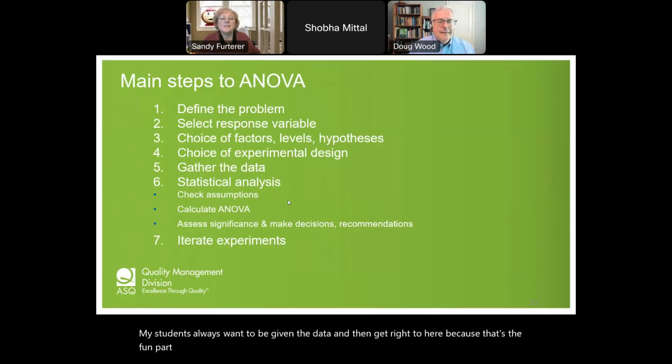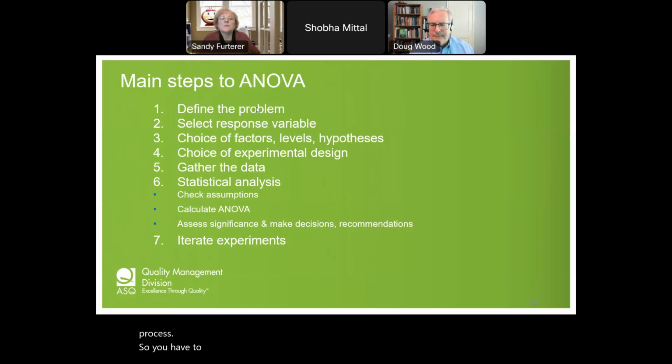Is there a difference statistically? But notice again, this is knowledge of the process. So you have to know the process to be able to do steps 1 through 5 before you can even get to the statistical analysis.